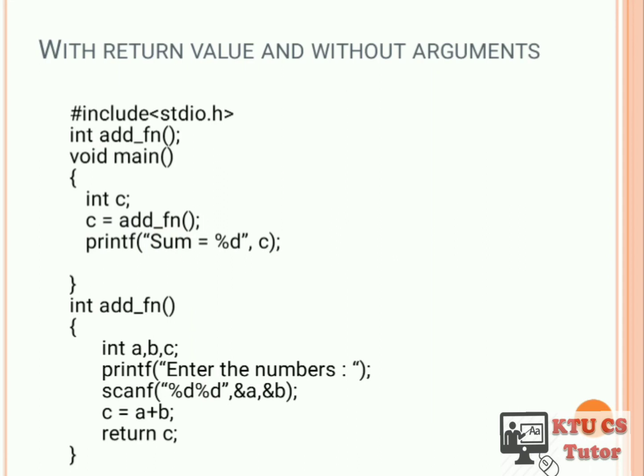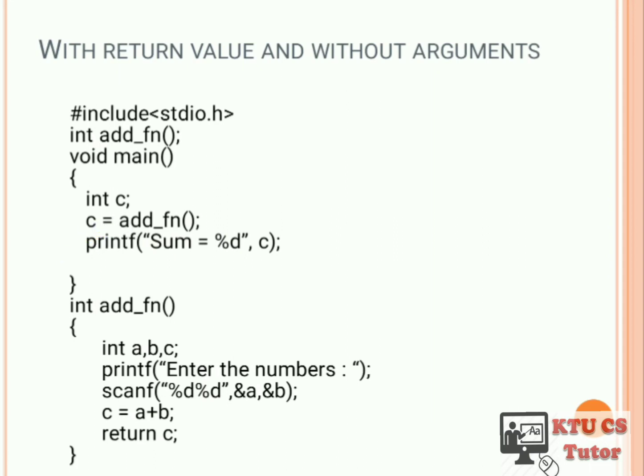And inside the function, we need to read the two numbers and calculate the sum. Then we should return this value. So for that, to return a value, we will be using the statement return. So return c, that means this function will return the value which is stored inside c to the main program, and in the main program it is received inside another variable c.